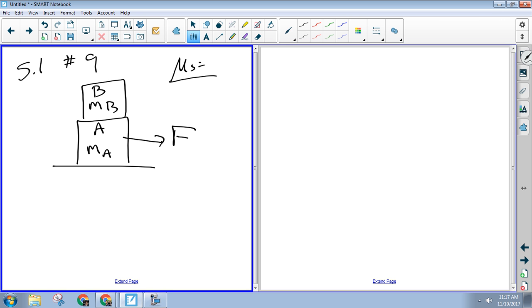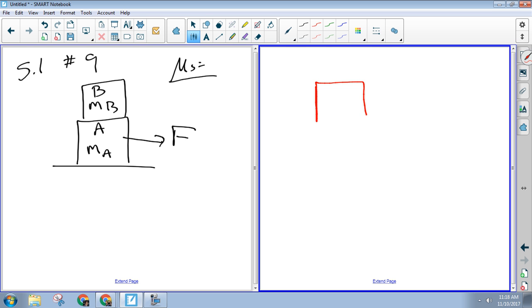So it says that it will begin to slide out from under B if F is bigger than something. Okay. So in order to do this, we need to ensure that block B moves with block A. So if we look at just block B, then we need to think about what force is going to cause it to accelerate.